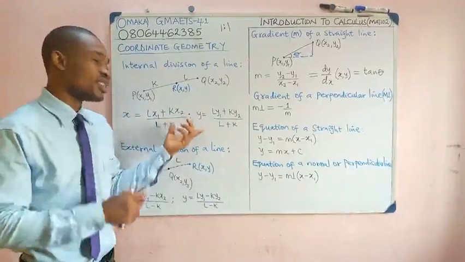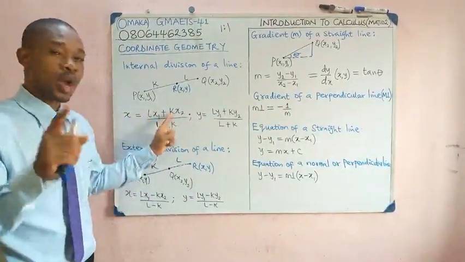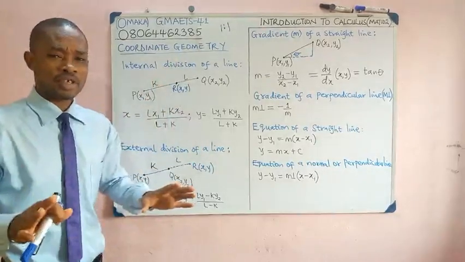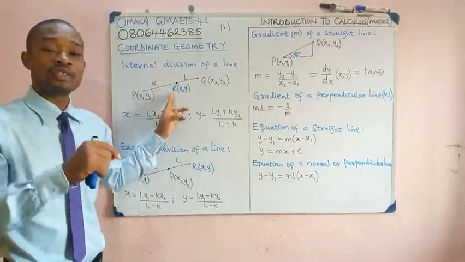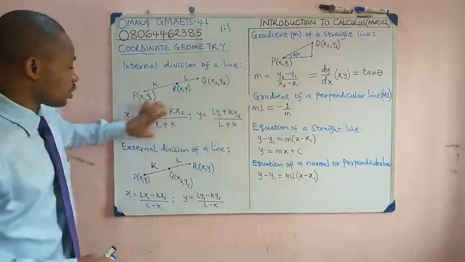Is that okay? If you take note of this, it's similar to the midpoint. The only thing is that for the midpoint, L is 1 and k is 1. Just substitute it here and you see that this will give you the midpoint formula exactly. But take note, for internal division, the point that divides the line internally is not necessarily in a ratio of 1:1. Alright, so you need this formula, memorize it.